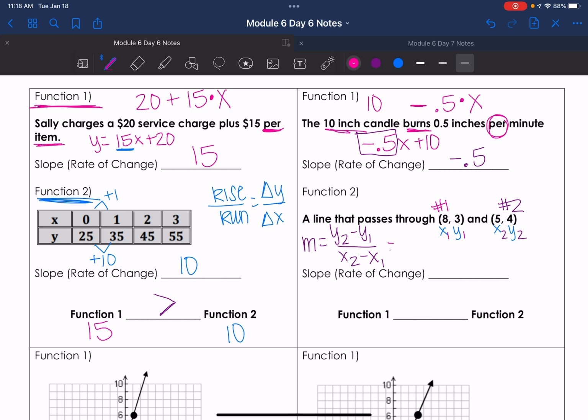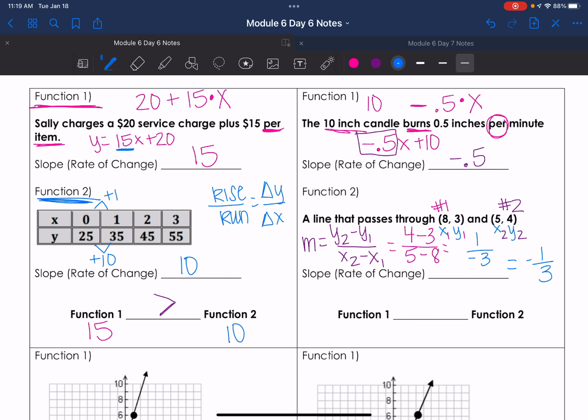So here I've got 4 minus 3 over 5 minus 8. So then I'm going to go ahead and simplify, and I get that 4 minus 3 is 1 over 5 minus 8 is negative 3. So my final slope is negative 1 over 3.